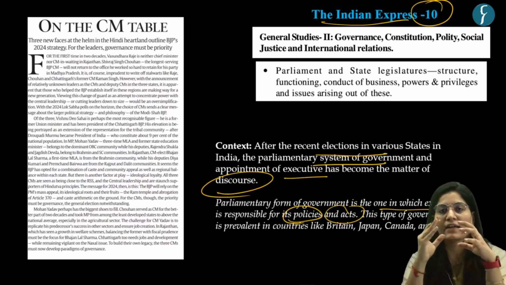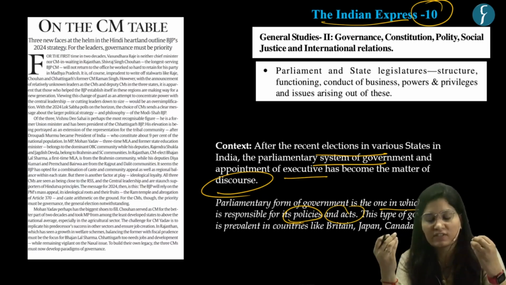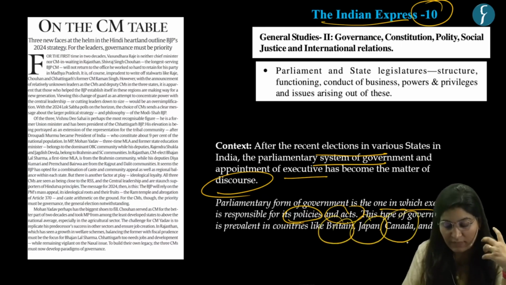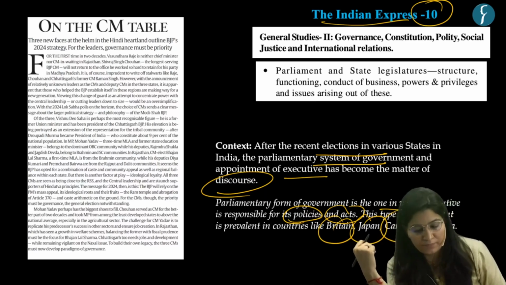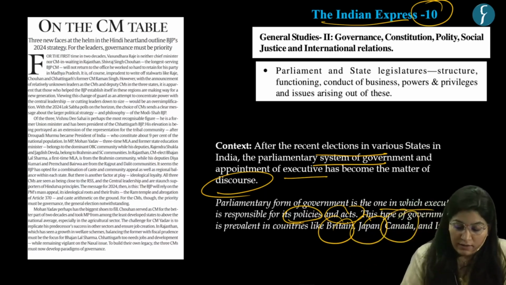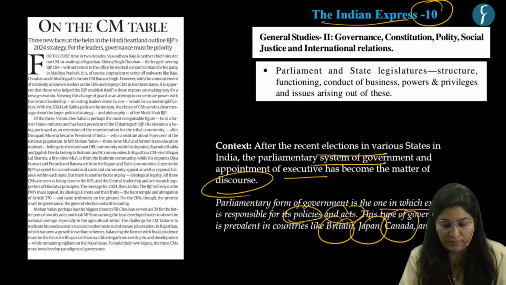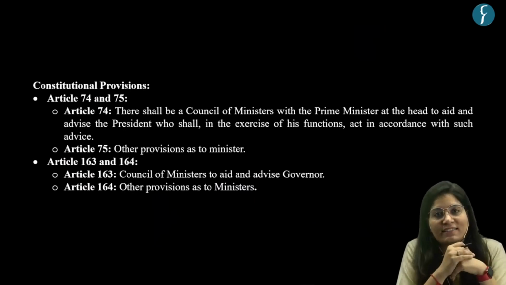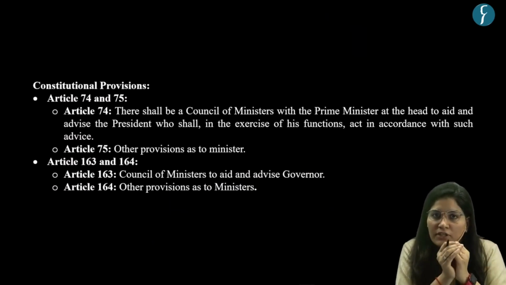India is not the only country following this system. Other nations like Britain, Japan and Canada also have a parliamentary form of government. It comes under the GS paper 2 syllabus. Now, let's see the important constitutional provisions with respect to the parliamentary form of government.